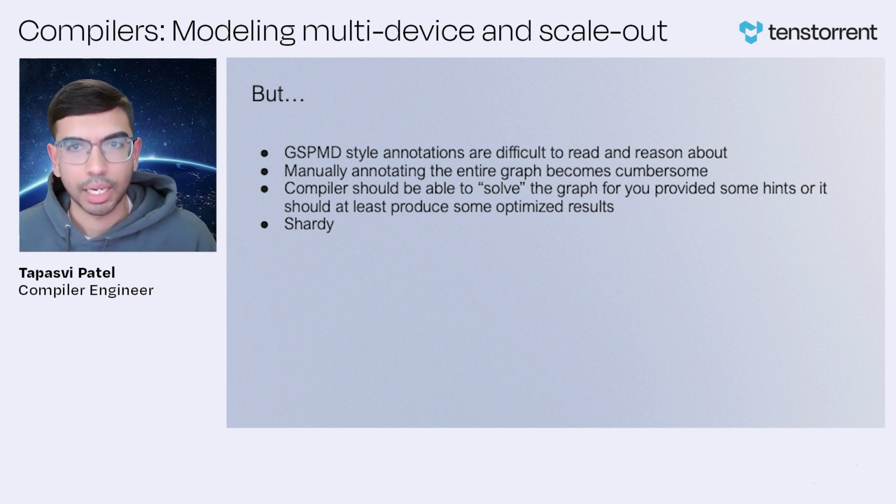Okay. So at this point, you might be asking, well, this is all great, but is there any way that the compiler can do more to help us out? For example, GSPMD style annotations are a little difficult to read, especially as the model grows in complexity and size. Manually annotating the entire graph can become extremely cumbersome as well. And the compiler, at the end of the day, should be able to solve the graph for you, or if you provide some hints, at least produce some optimized results. And that will lead us to something called Shardy.